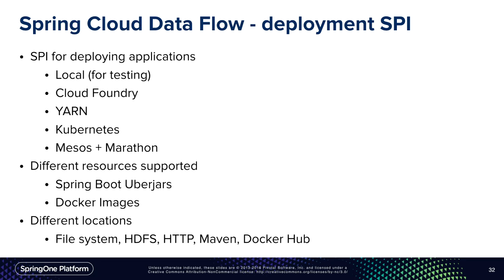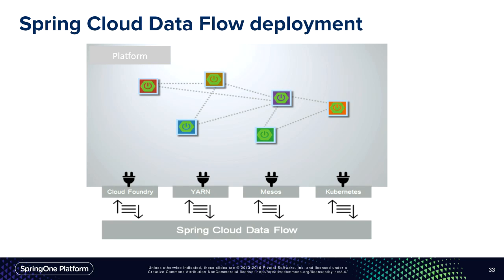It supports different types of resources. Some platforms work with Uber jars, and some platforms require Docker images. So there is a degree of sophistication that allows you to package your artifacts in different ways. It also supports different resolution strategies: HDFS, the file system, HTTP, Maven. So you have a range of options. Not everything works with everything, but within what's supported for a specific platform, you have options. And the Spring Cloud Dataflow deployment is essentially something like this: Boot applications all connected with each other.